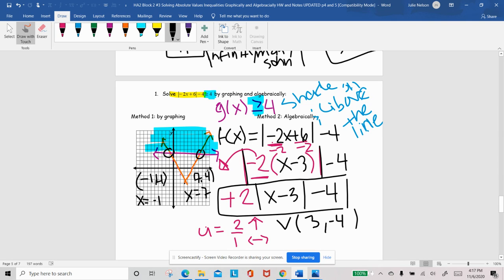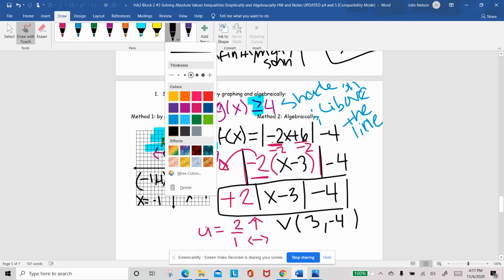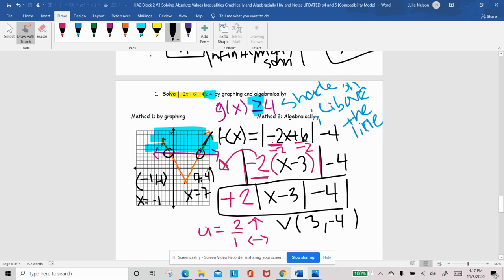Now you notice those two pieces that are highlighted, right? I'm going to highlight them a little bit more. Notice those two pieces are going away from each other. And since those two pieces are going away from each other, this is an OR problem.